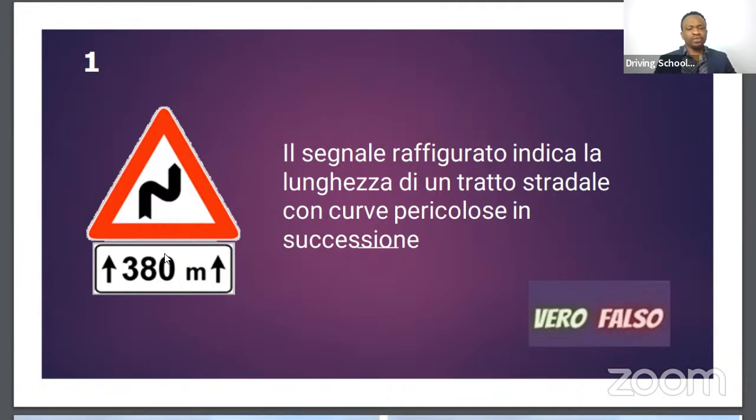Yes, we have this question before us, which says, is nera figurato indica la lunghezza di un tratto di strada con curve pericolose in successione? So what is our response?